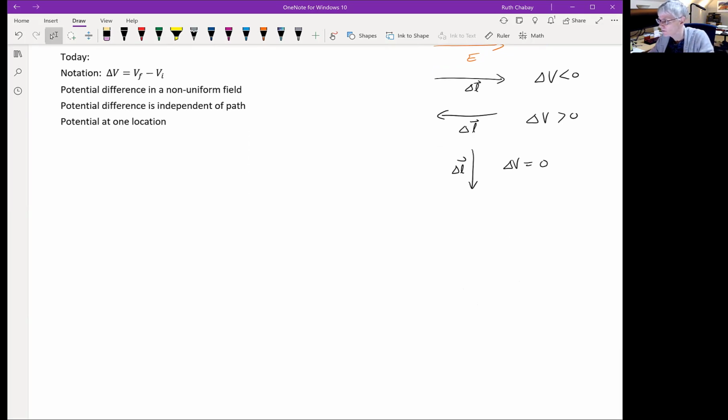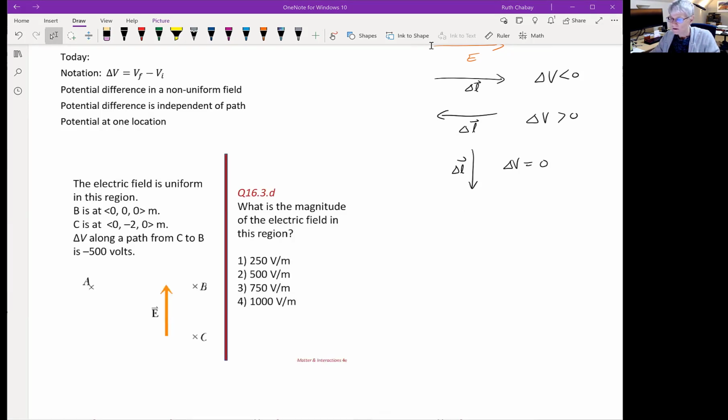So first of all, let's see if we can remember anything here. The electric field is uniform in this region. We know the locations of points B and C. We're going along a path from C to B, and the potential difference is negative 500 volts. What's the magnitude of the electric field in this region?